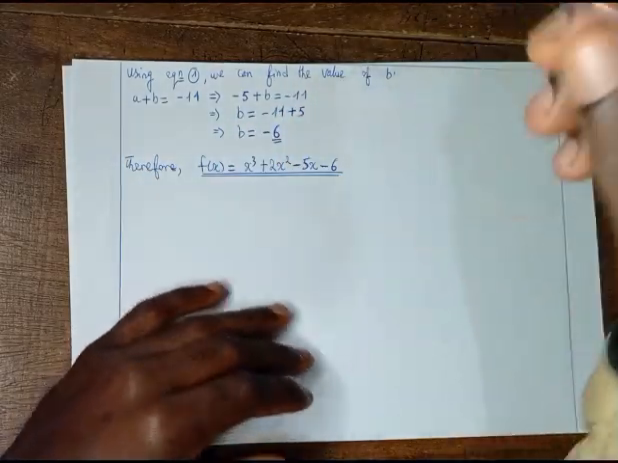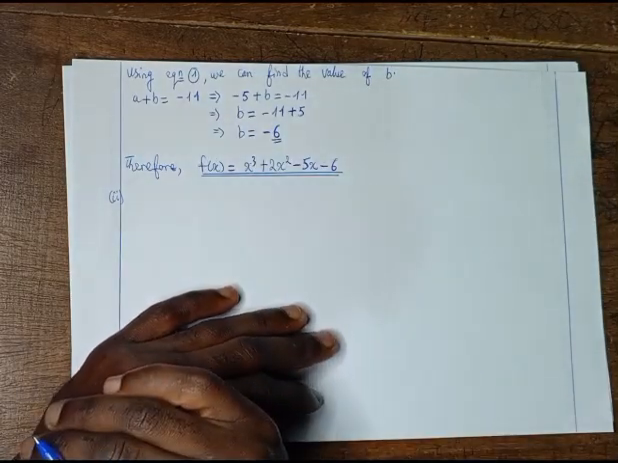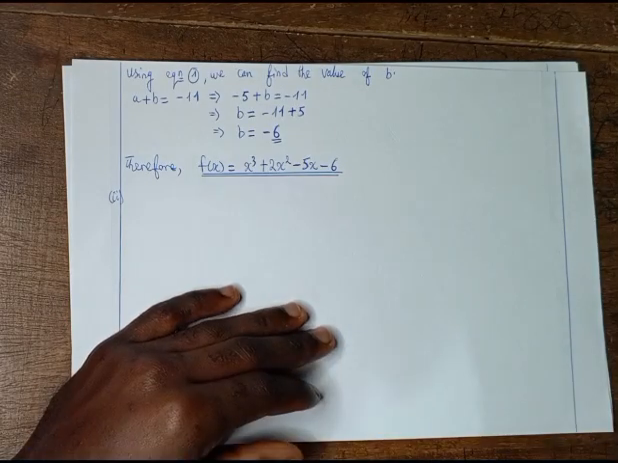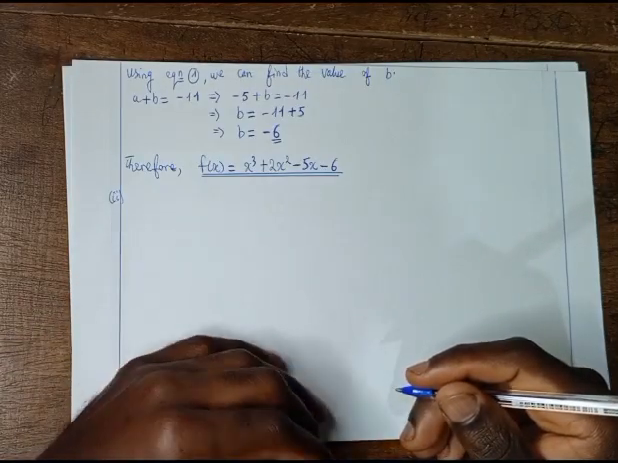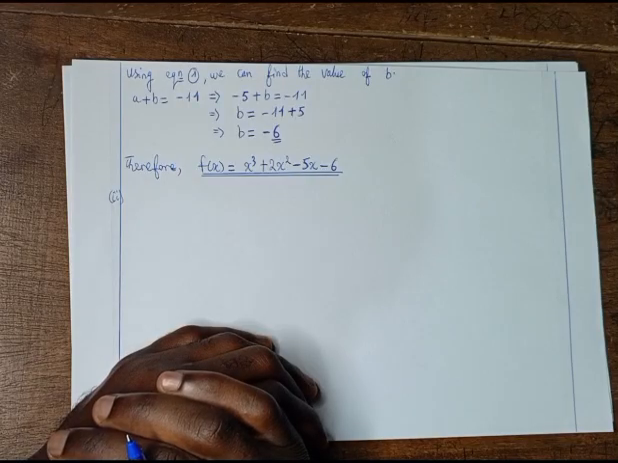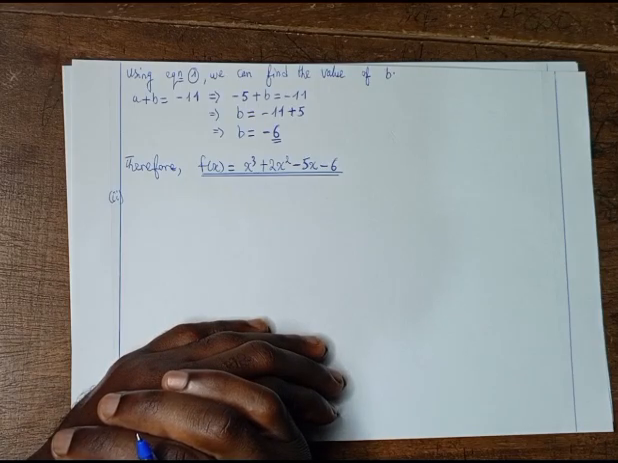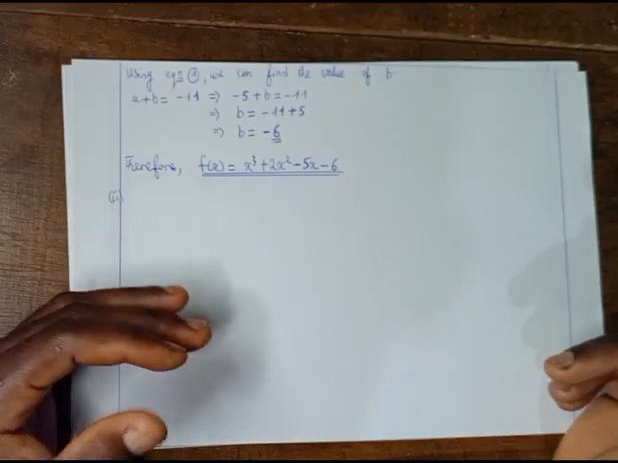Next, go to 2i. For 2i, it says that we should factorize the polynomial f of x. We need the factorization of that polynomial. For us to get the factorization of this polynomial, first we need to divide the polynomial by one of its factors to get a quotient which is quadratic. When we obtain the quotient which is a quadratic function, we can proceed to factorize that quotient. Then we are going to obtain our polynomial as a product of linear factors.